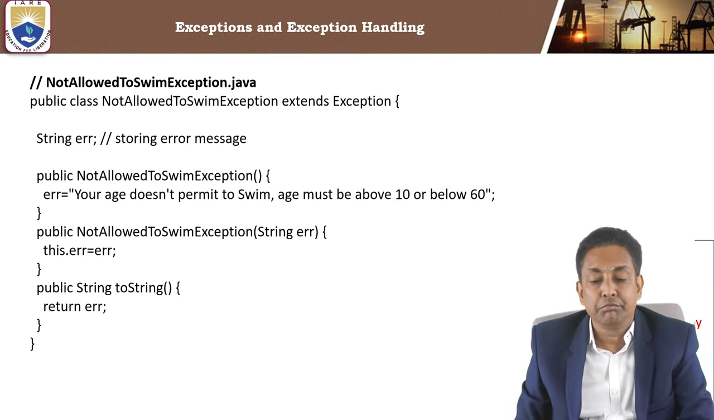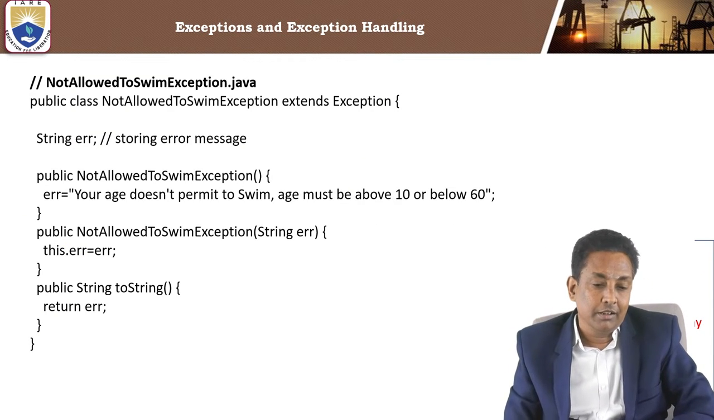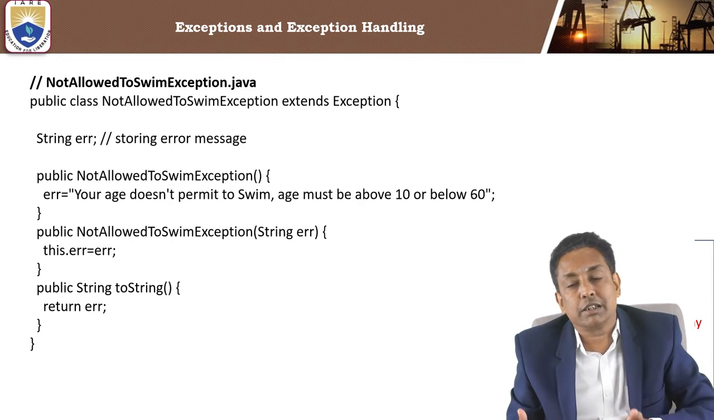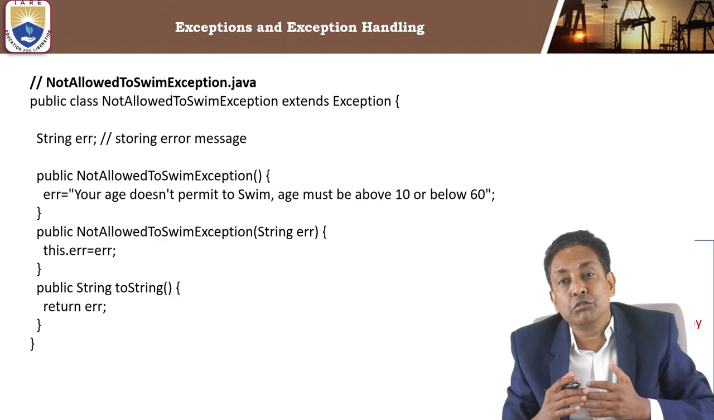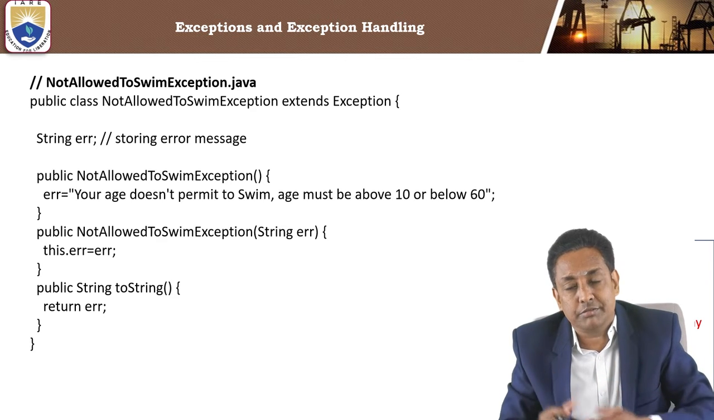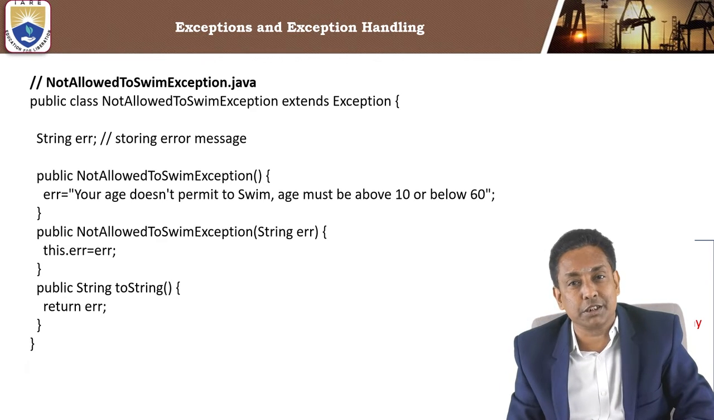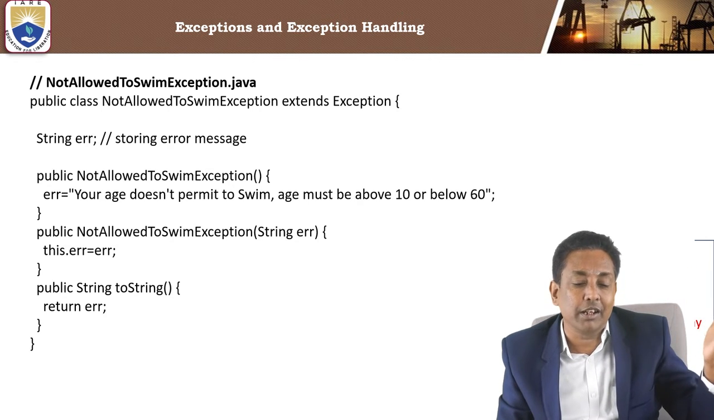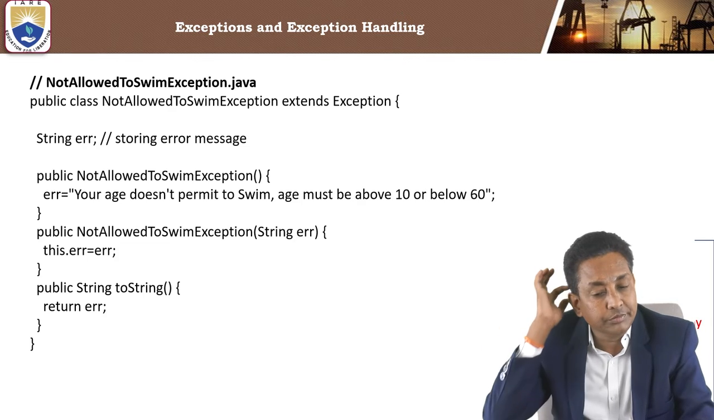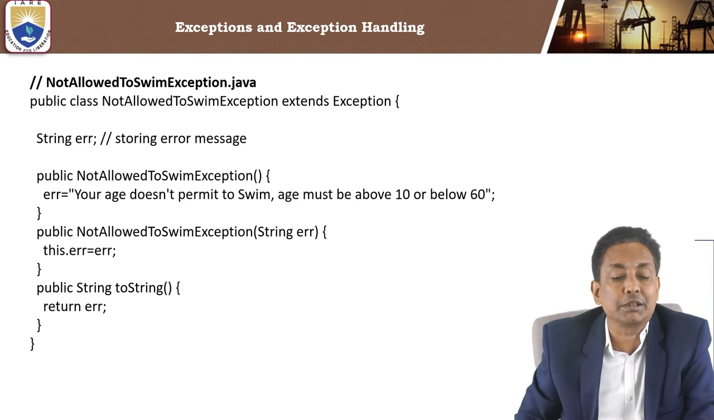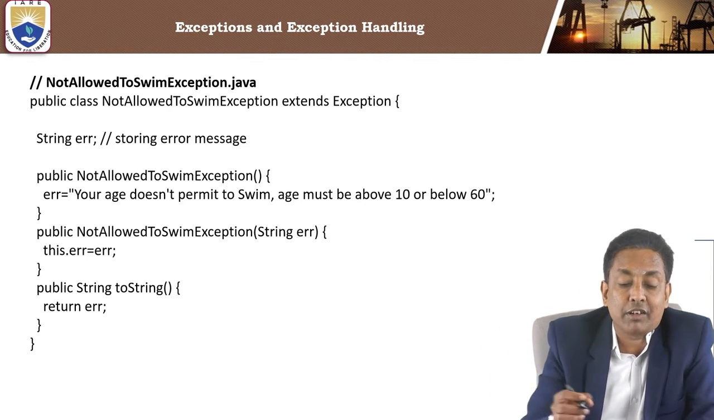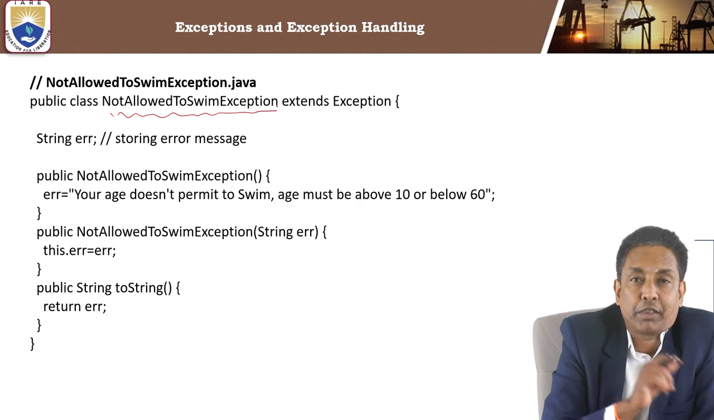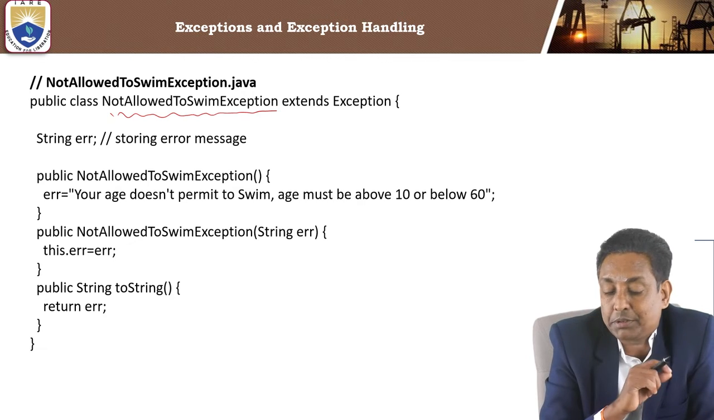Now, before ending this topic, we'll discuss how to write our own exception classes, how to throw our own exceptions, how to report those exceptions to the client, and how the client handles them. All that we learn in this example: user-defined exceptions and exception handling. Here I'm writing one class called public class NotAllowedToSwimException.